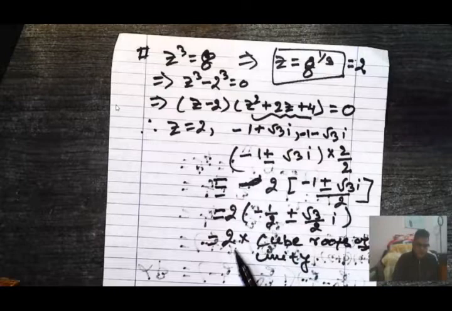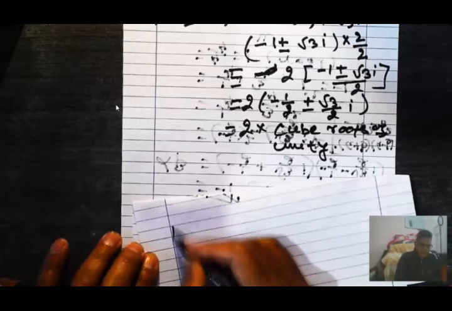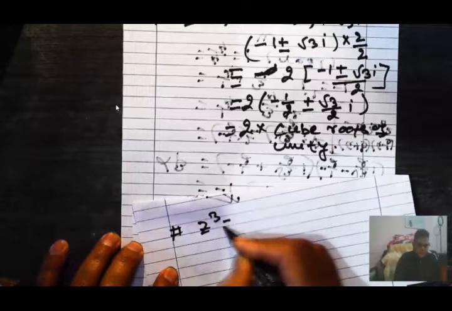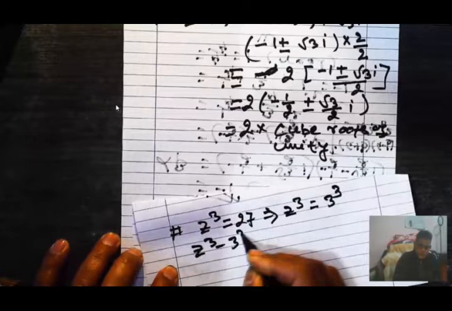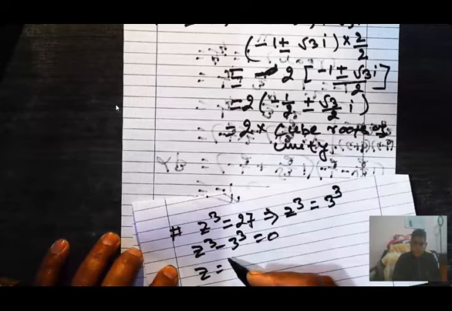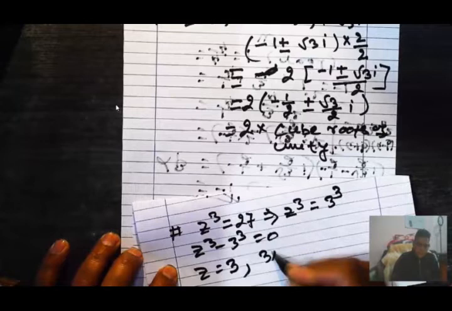And similarly, if you are given any number like this, for example, z cube equals 27, then definitely that is going to be z cube equals 3 to the power 3, and z cube minus 3 cube equals 0. Then you will find one real cube root as 3, and the other roots as 3 times the complex cube roots of 1.